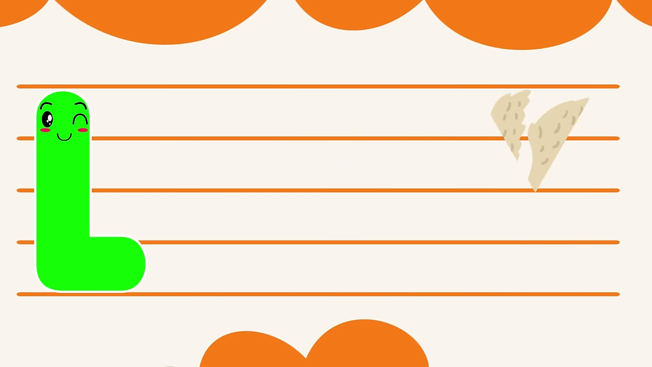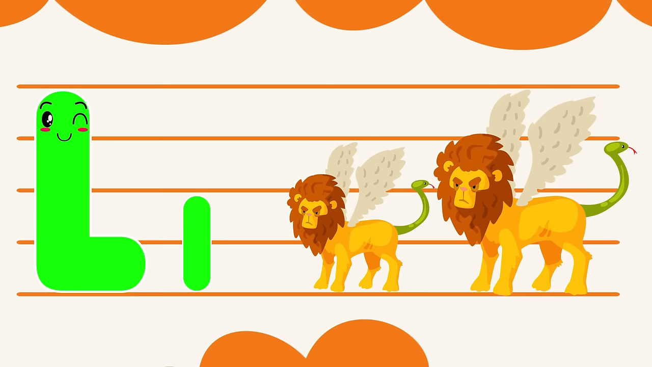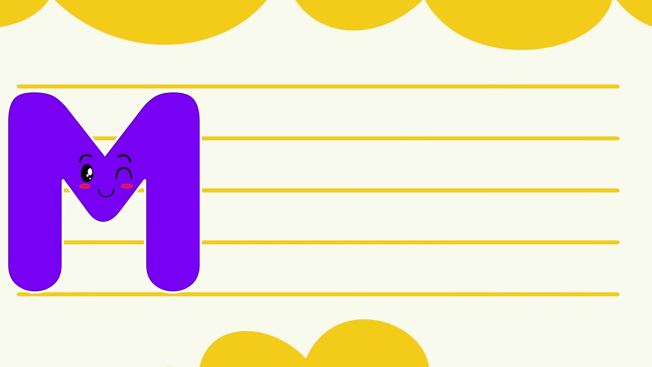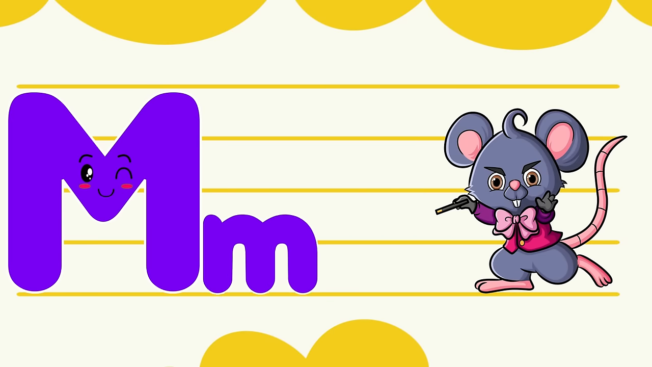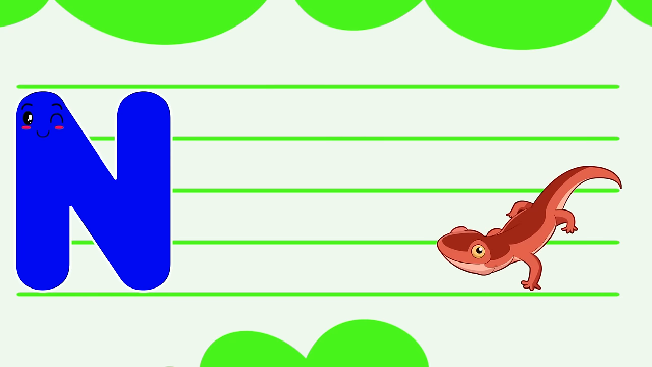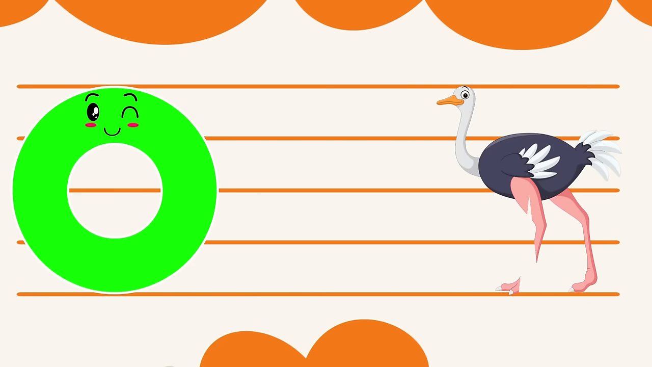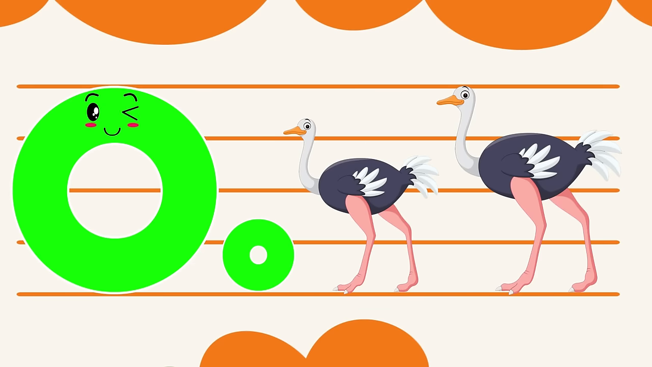Kangaroo. L is for lion, l, l, lion. L, lion. M is for mouse, m, m, mouse. M, mouse. N is for newt, n, n, newt. N, newt. O is for ostrich, o, o, ostrich.